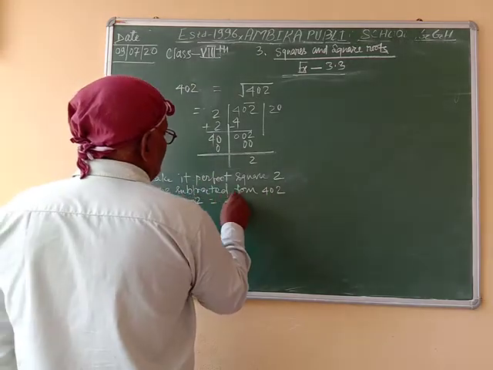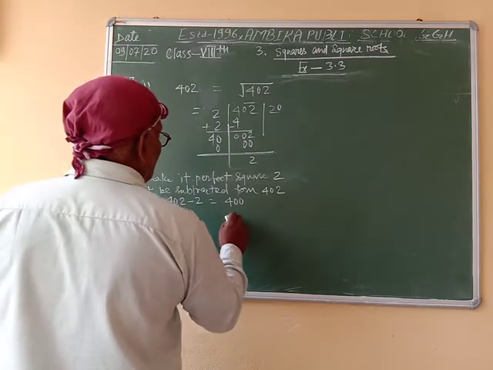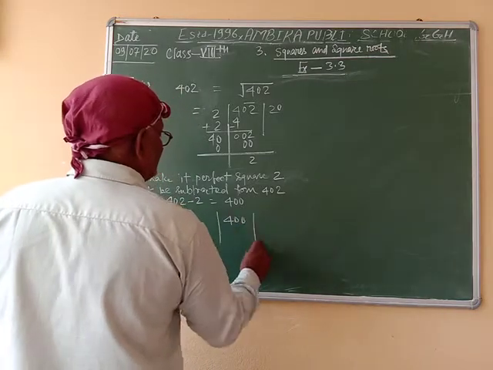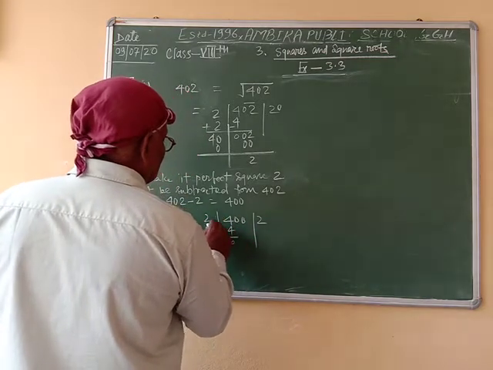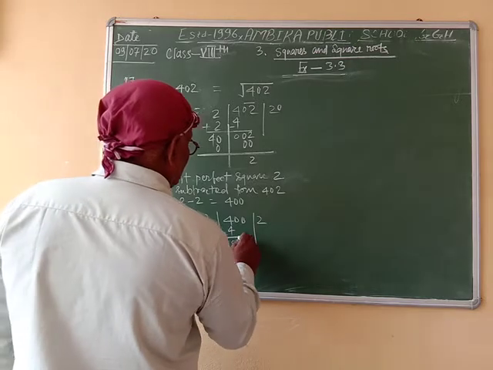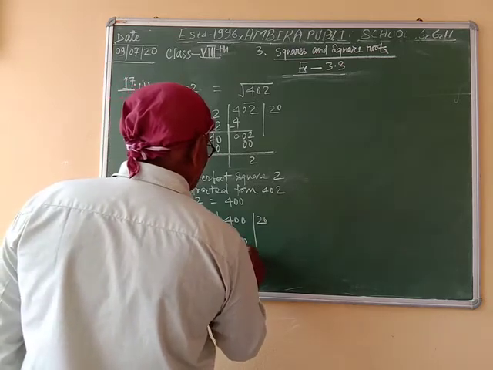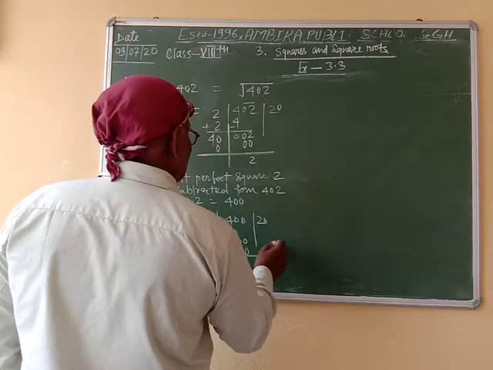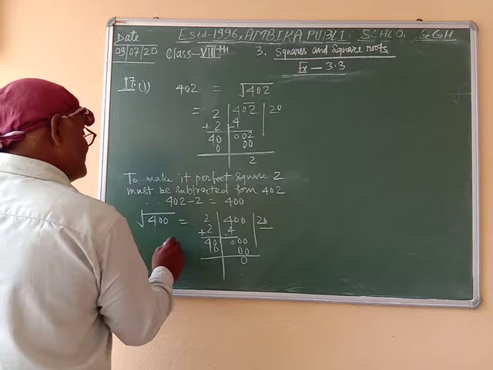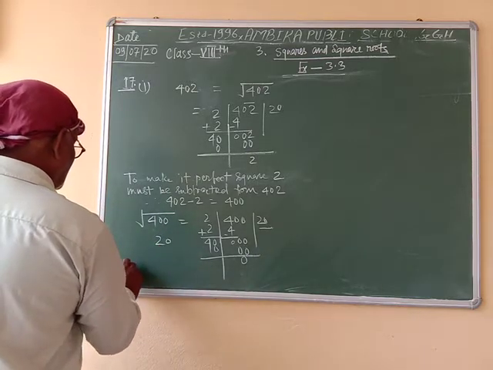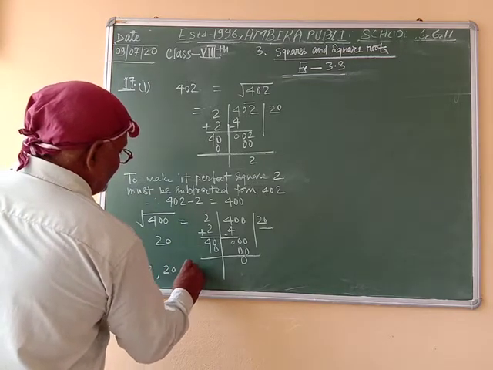So 402 minus 2 is equal to 400, and the square root of 400 is equal to 20. So 2 and 20 are the answers.